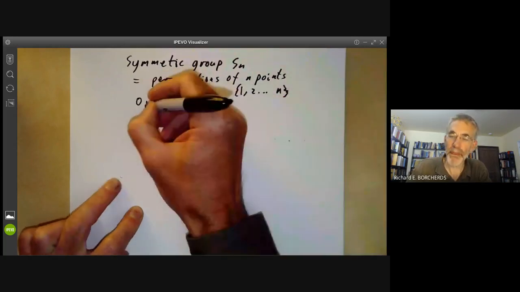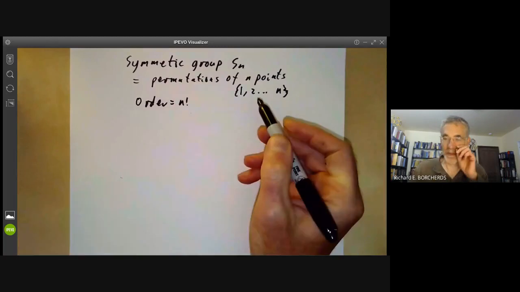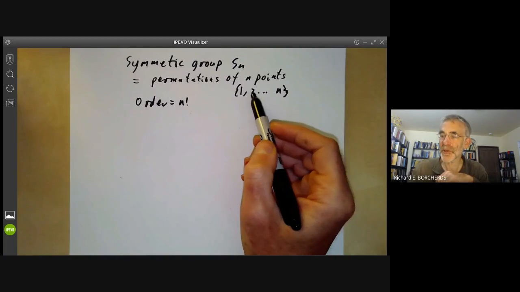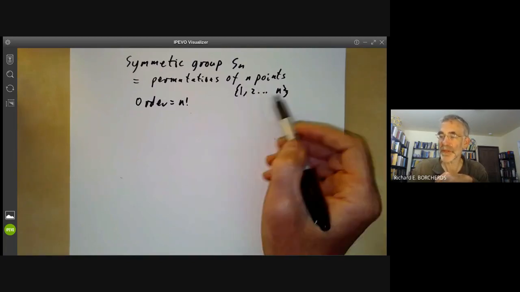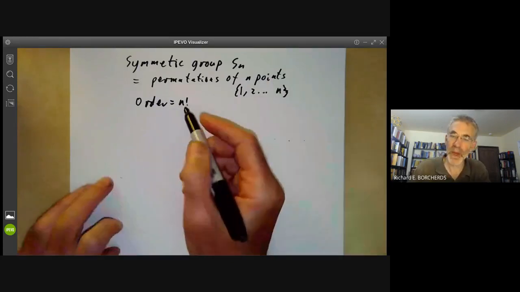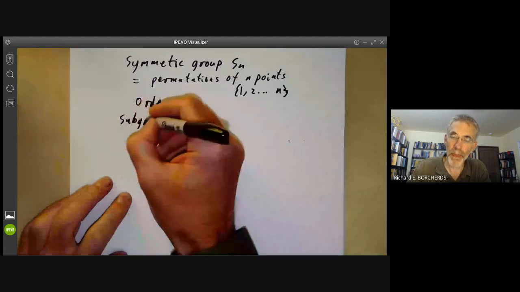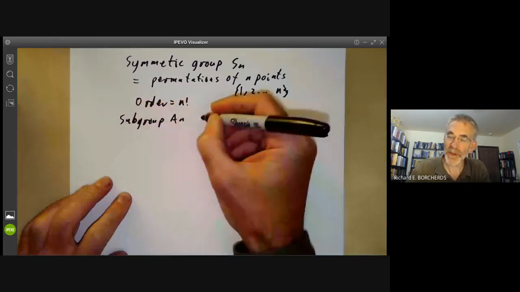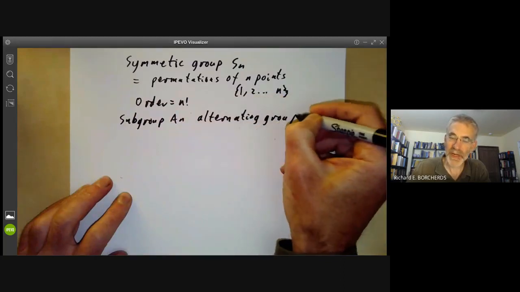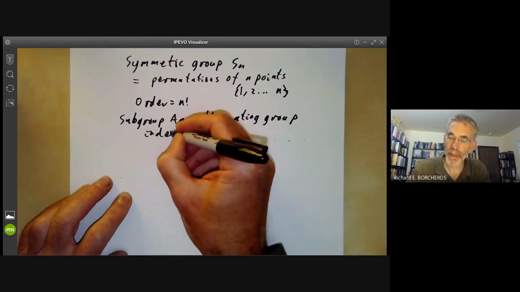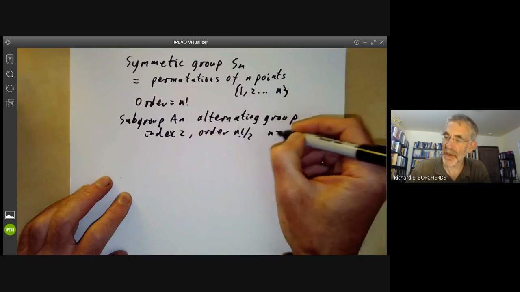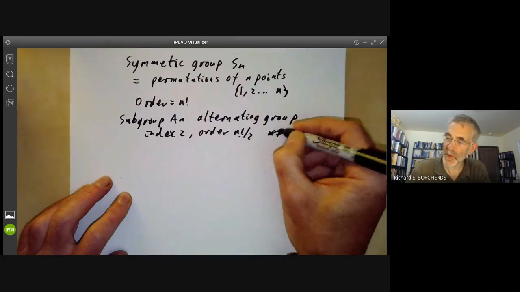And its order is n factorial because it can take 1 to any one of these n points, and the permutation can then take 2 to any of the n minus 1 points that aren't in the image of 1 and so on. So we get n times n minus 1 times n minus 2 and so on. It's got a subgroup An called the alternating group, which is index 2 and order n factorial over 2, at least if n is greater than 1.